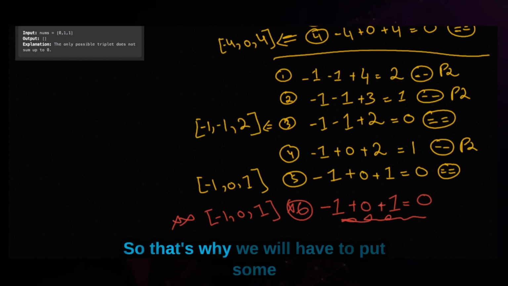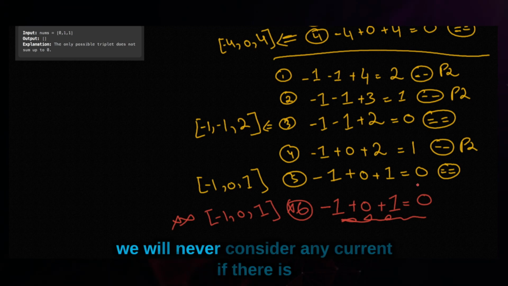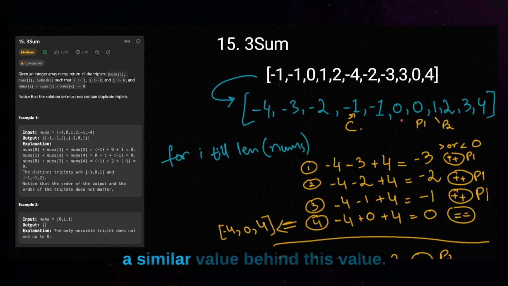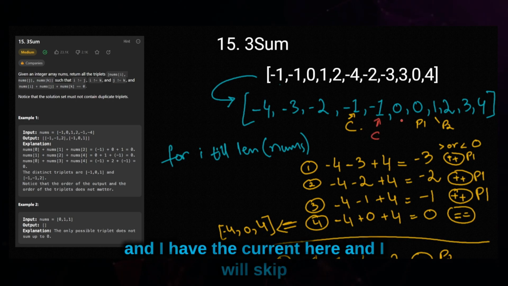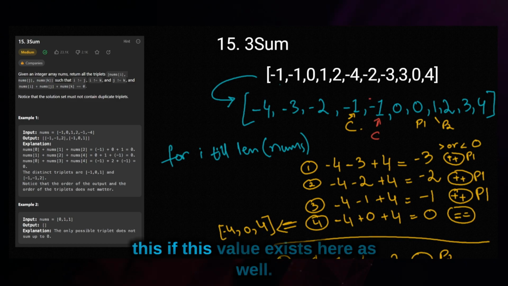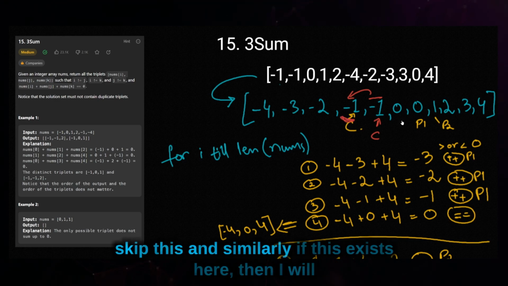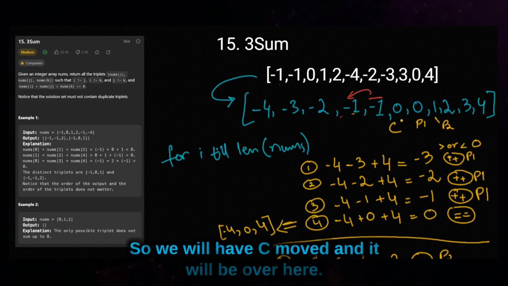So that's why we will have to put some conditions in place, and one of them being that we will never consider any current if there is a similar value behind this value. So for example, if I was at this position and I have the current here, I will skip this if this value exists here as well. So if -1 exists here too, then I will skip this. And similarly, if this exists here, then I will just move my current ahead, and I will not consider this. So we will have current moved and it will be over here.